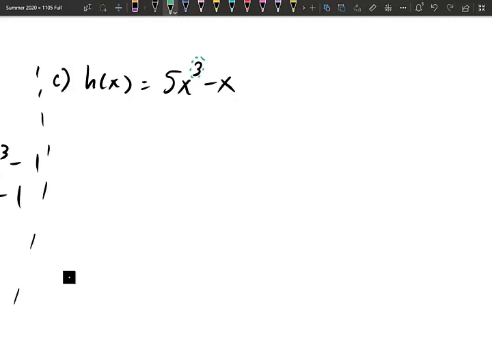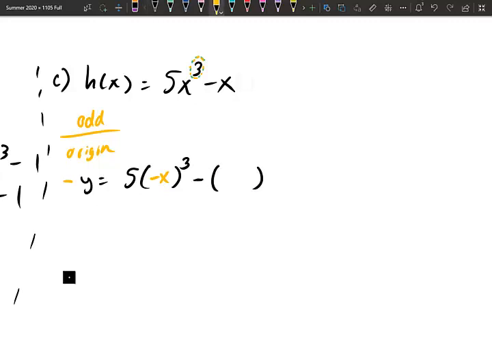So, since that is an odd exponent, I'm going to try odd first. And remember, odd first. And since it's odd, we know that's origin symmetry. And origin, we switch both. So we have negative y equals 5 times negative x cubed, all minus negative x.